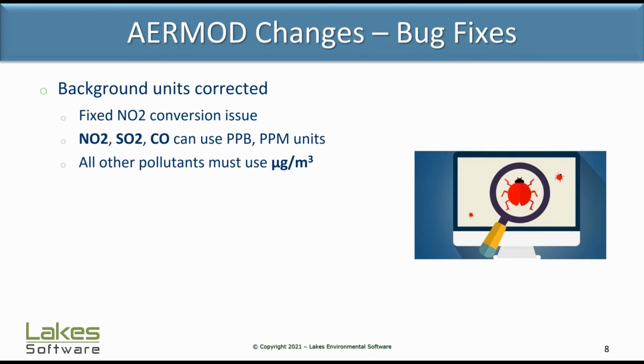And the intended use of the background units was that only a subset of pollutants were intended to use ppb and ppm. So in this update of AERMOD 21112, there is a conversion issue for NO2 that has been corrected, and it now restricts the model to only allow parts per billion and parts per million units of background concentrations for NO2, SO2, and CO only. All other pollutant IDs must use micrograms per cubic meter as the unit for their background data. So if you're downloading your background data in a different unit, you'll want to make sure to convert that first before inputting that to AERMOD.